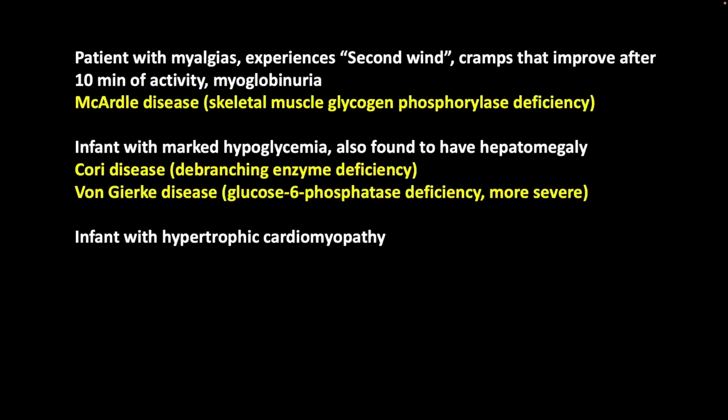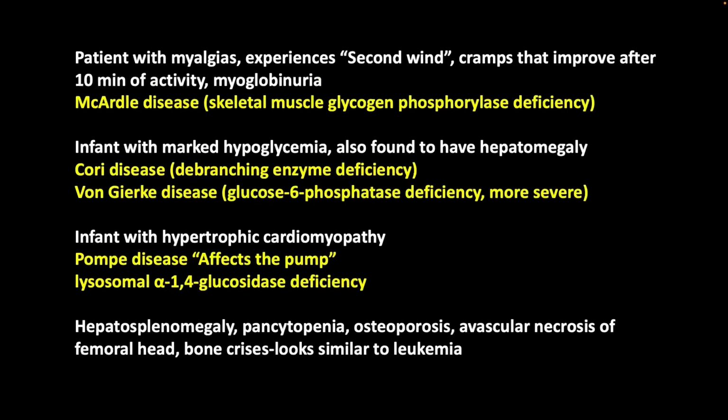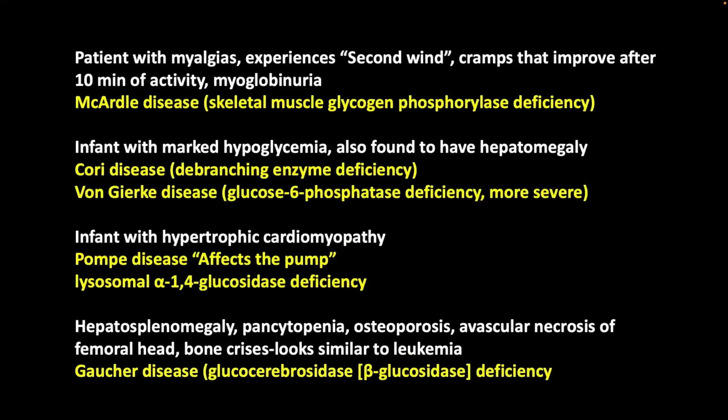Now you have an infant with hypertrophic cardiomyopathy. This is Pompe's disease because it affects the pump. And this is a lysosomal alpha-1,4-glucosidase deficiency. You have hepatosplenomegaly, pancytopenia, osteoporosis, avascular necrosis of the femoral head, and bone crises that look similar to leukemia. This is Gaucher's disease.